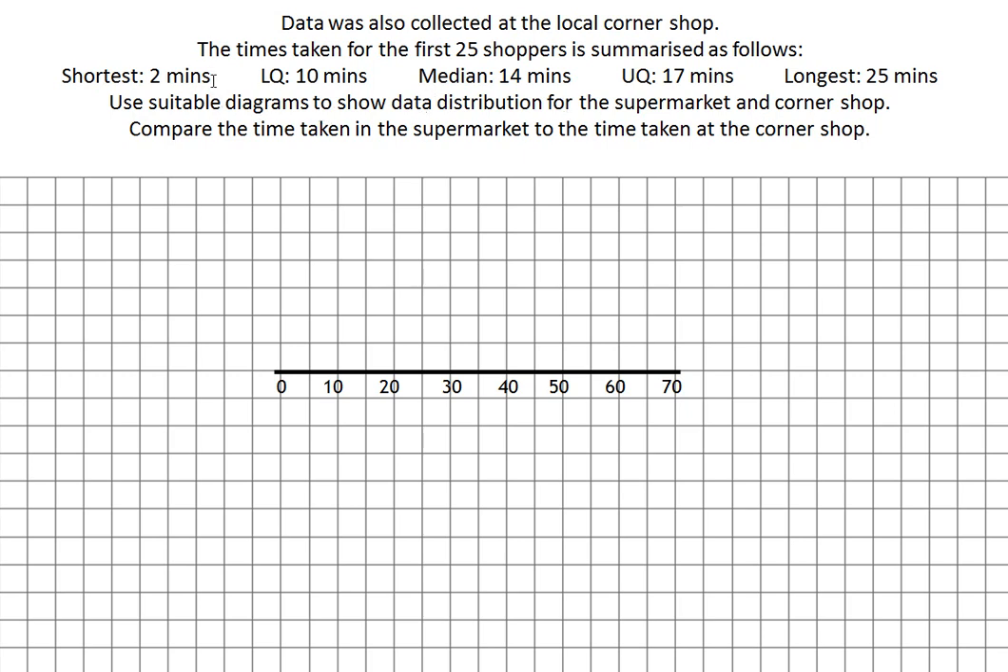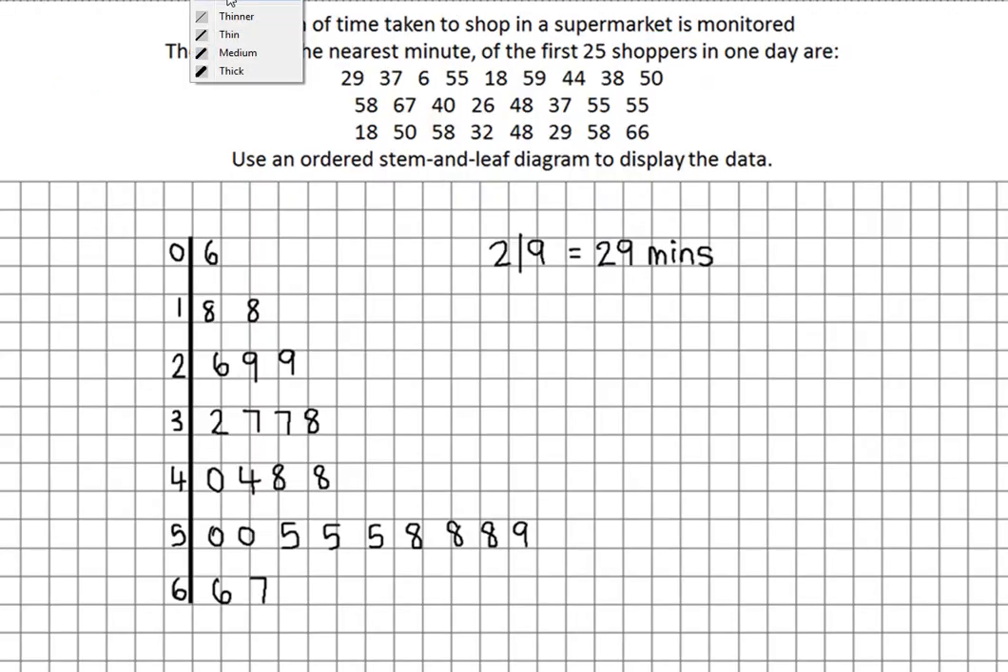So, given that we've been given median, quartiles, longest and shortest, that makes sense that we're displaying our data on a box plot, plus the fact that we've been given this at the start of the question suggests that what we need to do. That means we need to return to what we had for part one of this question and work out the quartiles and the median for our supermarket set of data. So there's the stem and leaf diagram that we had for the first part of the question.